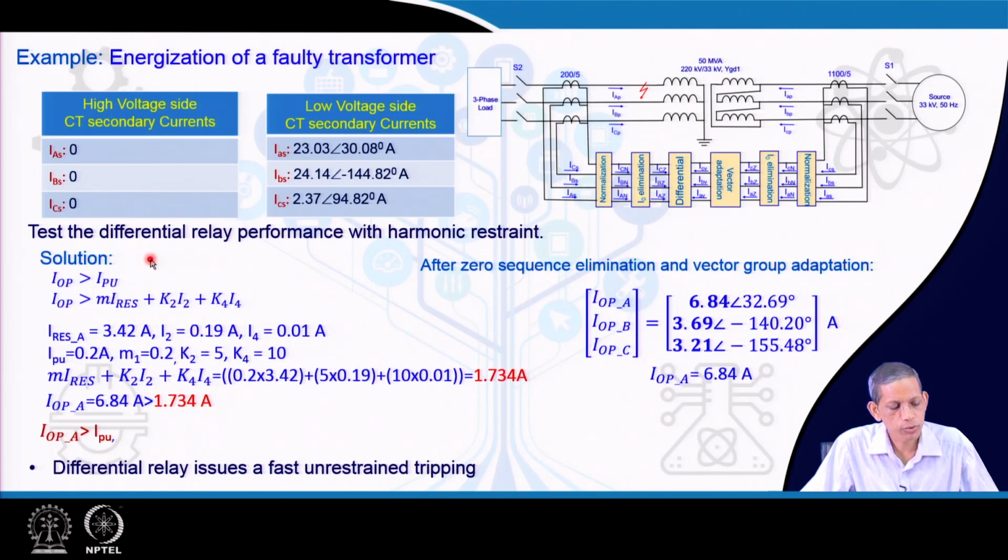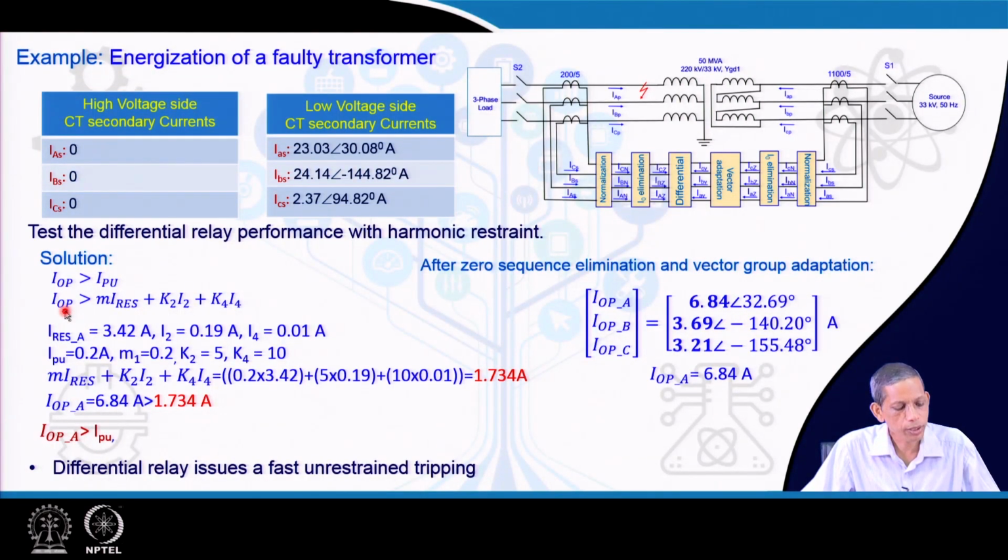So, now the purpose is to test the differential relay performance with harmonic restraint, how it functions. After the zero sequence elimination, we got the differential currents in phase A, phase B, phase C as this set of currents: 6.84, 3.69 and 3.21. Consider phase A, with 6.84 the magnitude of current. We see IPU is 0.2 only. So, I operating is greater than IPU, as we know.